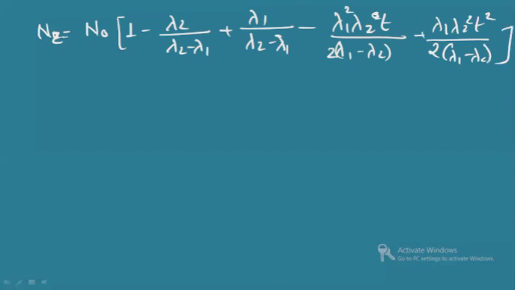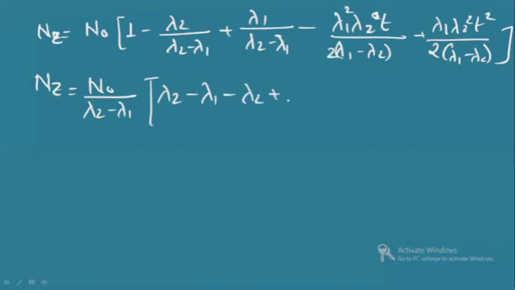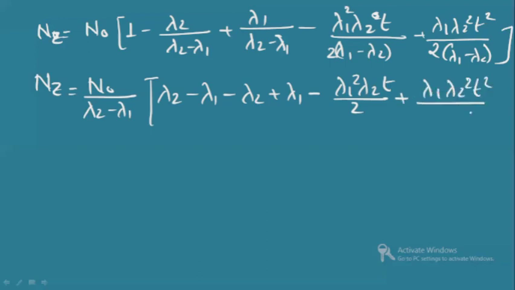Now we will solve this. Here what you will do, we will take common. What term we will take common? We will take common lambda 2 minus lambda 1. So here I am writing nz is equals to what? N naught divided by lambda 2 minus lambda 1. So when I take lambda 2 minus lambda 1 common, what you will have? Lambda 2 minus lambda 1 here, here minus lambda 2, here plus lambda 1. Yes or no? And here what you will have? Minus lambda 1 square lambda 2 t divided by 2. And here you will have what? Plus lambda 1 lambda 2 square t square divided by 2.